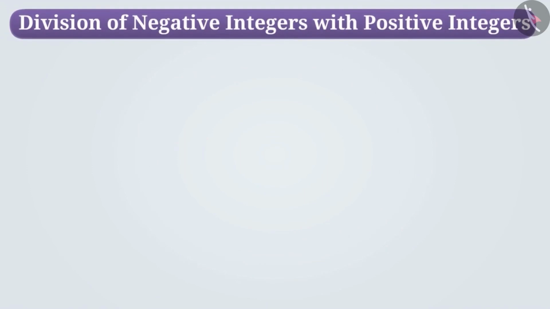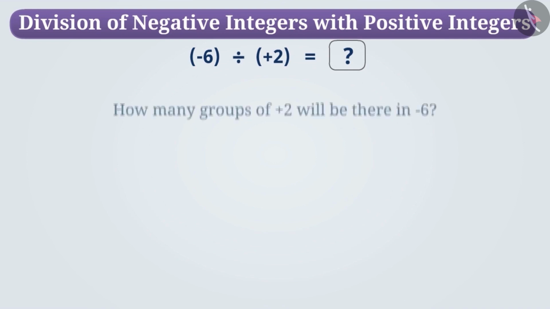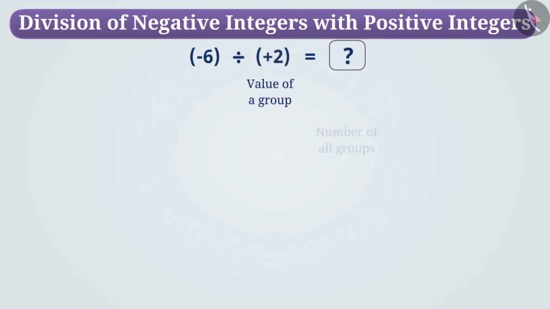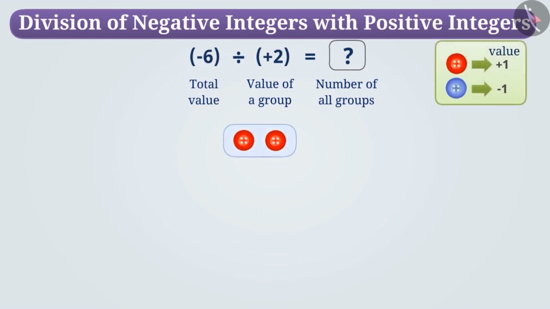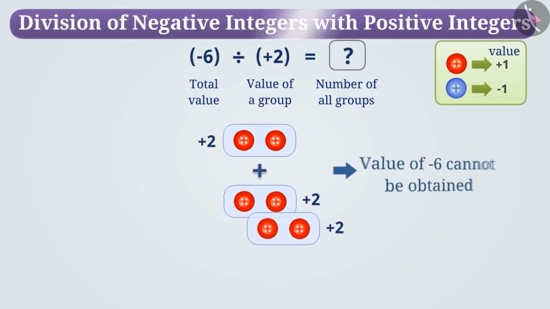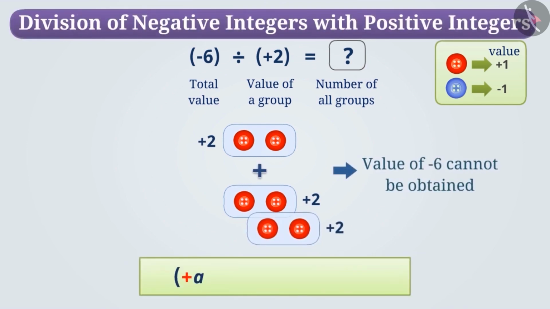Now let us understand the division of a negative integer by a positive integer. Suppose we have to find the quotient of -6 divided by +2. This is an interesting situation. Here we have to find how many groups of +2 will be there in -6. Or, if there is a group of +2, then how many such groups will have a value of -6? If we take 2 red buttons, their value will be +2. If we add any number of groups with +2 value, then we will never get the value of -6 because adding a positive integer to a positive integer always gives a positive integer.